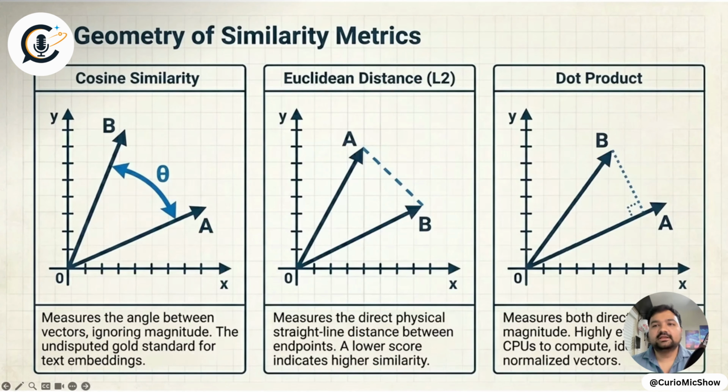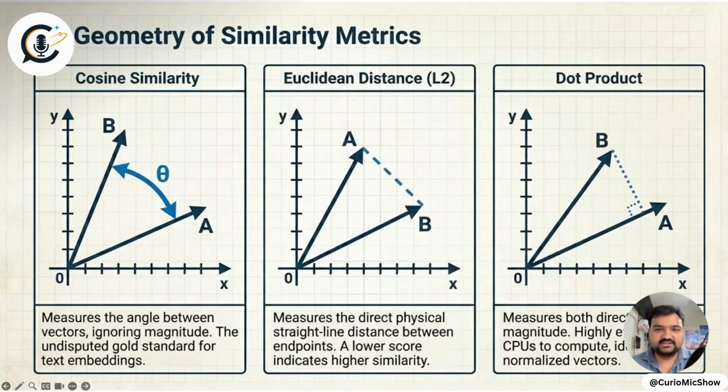The second is Euclidean distance, or L2. This measures the direct physical distance between the two points. Lower distance means higher similarity. And the third is dot product. Dot product measures both direction and magnitude. It is efficient for computation and works well when the vectors are normalized.